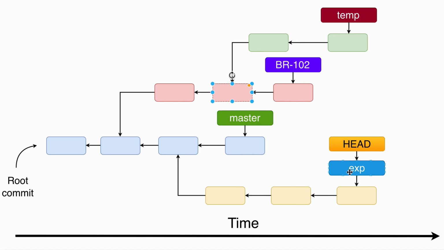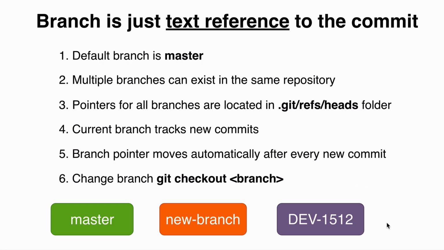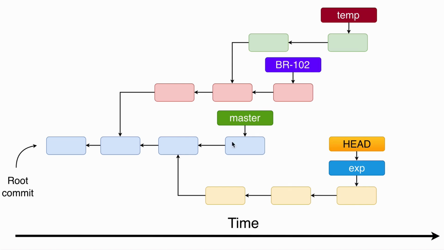More than that, this branch EXP doesn't even know about the presence of other branches, because you know that each branch is actually just a text reference to a specific commit, nothing else. A branch simply stores the SHA-1 hash of a specific commit. That's why branches are completely independent from each other.